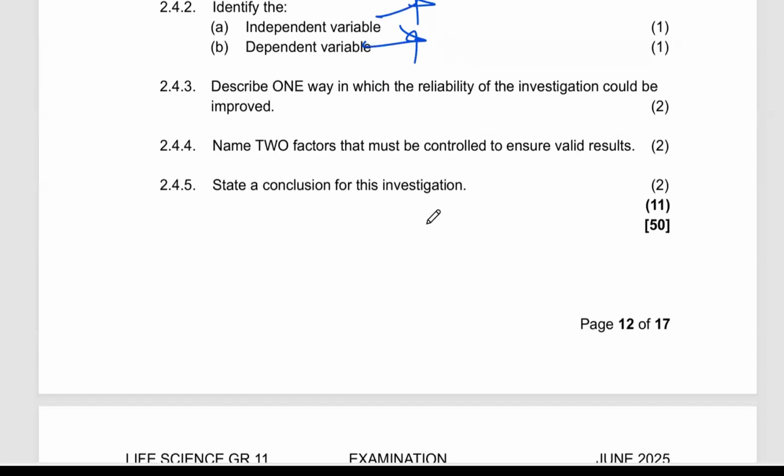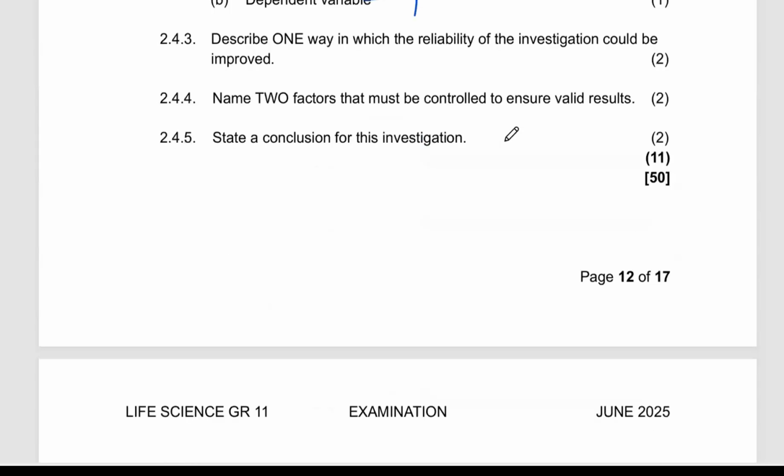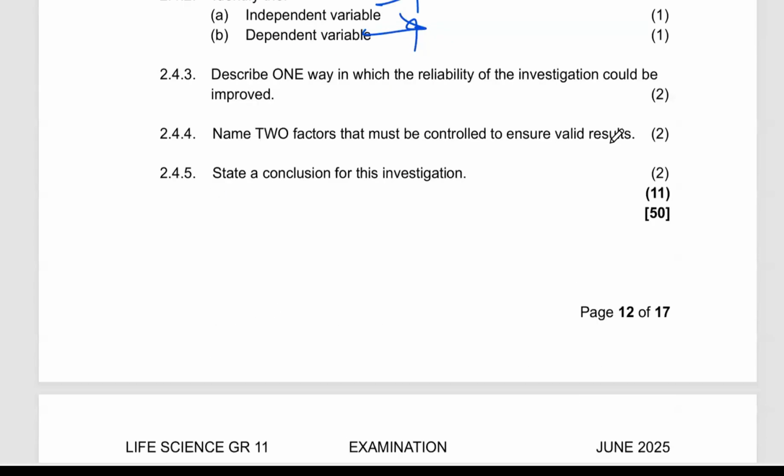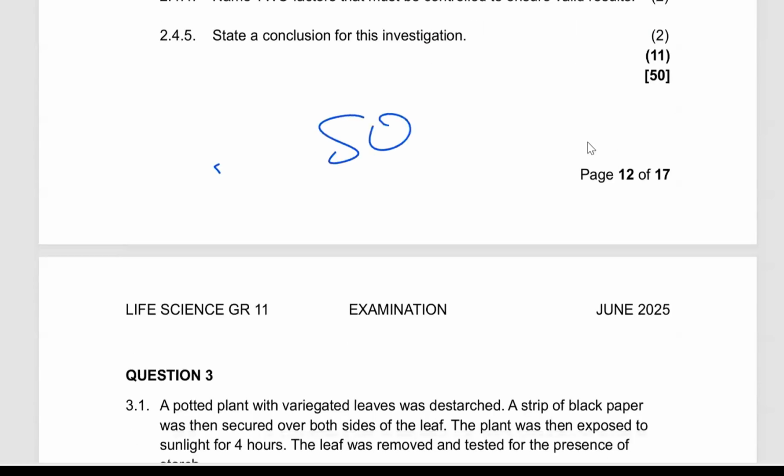State the conclusion of this investigation. We have to look at which one is most effective, because this shows the percentage inhibition. So clotrimazole is the most effective antifungal agent at inhibiting the growth of the fungi. So basically, that's it, and then you get 50 out of 50.